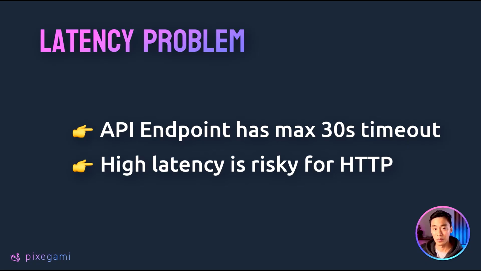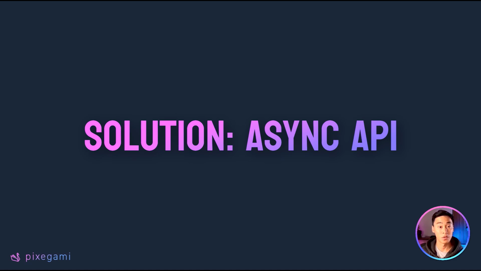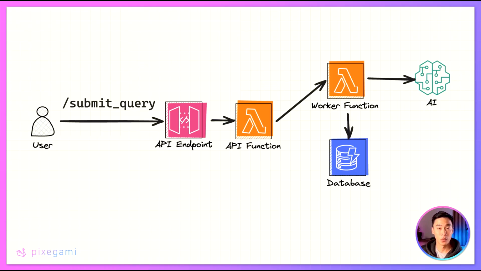Now that is a very big problem for two reasons. First, we can't go beyond 30 seconds with this architecture because that is a hard-coded limit on the API endpoint feature. Secondly, it's generally a bad idea to maintain an open HTTP connection for anything longer than a few milliseconds. It leaves your connection vulnerable to interruption or network outages. It's also probably a bad user experience, having to wait that long for any kind of response. So the solution here is to make our API asynchronous. This means when we execute it, we can get a response back right away, but it doesn't have the results of the query yet. It just has the ID of the query.